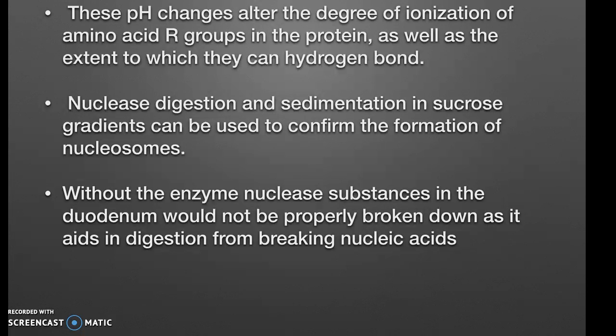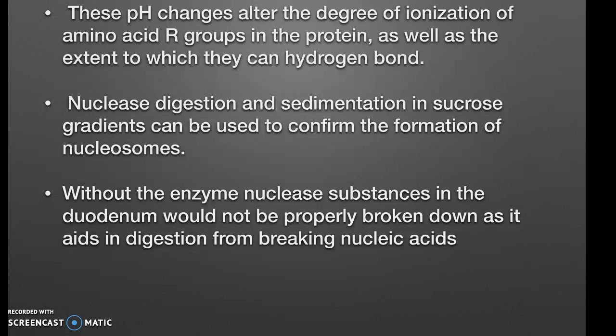Nuclease digestion and sedimentation in sucrose gradients can be used to confirm the formation of nucleosomes. Without the enzyme nuclease, substances in the duodenum would not be properly broken down, as it aids in digestion by breaking down nucleic acids.